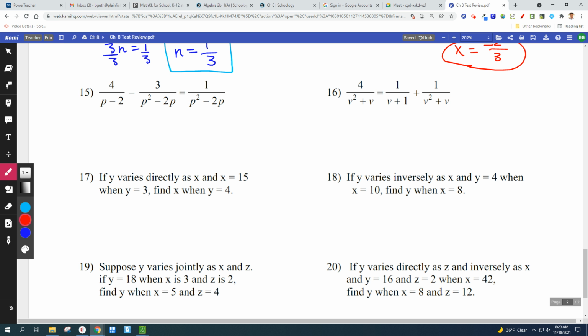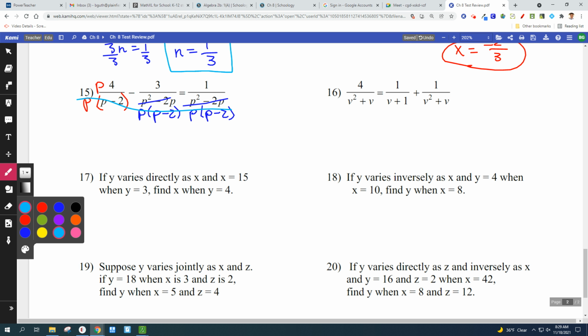Number 15. Before I can see what makes this fair, I need to factor. There's a lot of factoring in this chapter. This has a GCF of p. Take out p, you've got p minus 2. Same thing here. Take out p, you've got p minus 2. That makes it a little bit easier to see what's fair. This one over here wants a p. Now it's fair. Now we can knock out those.